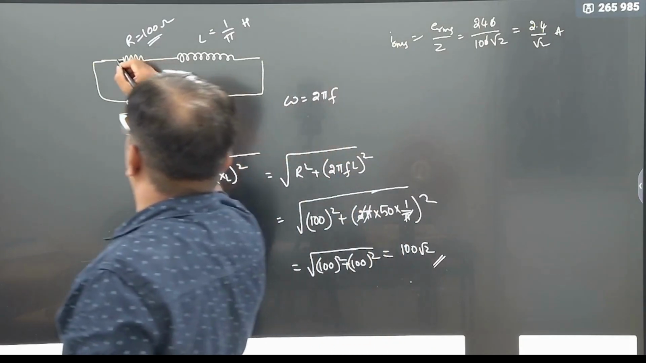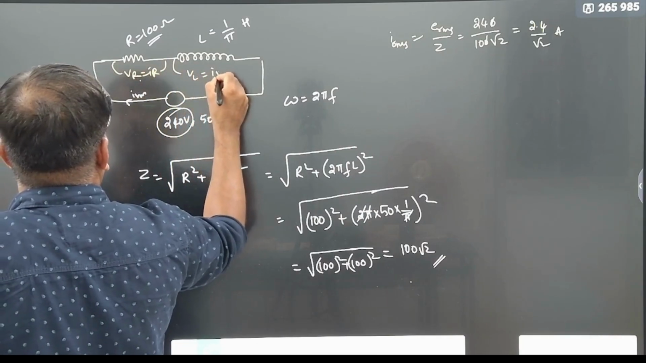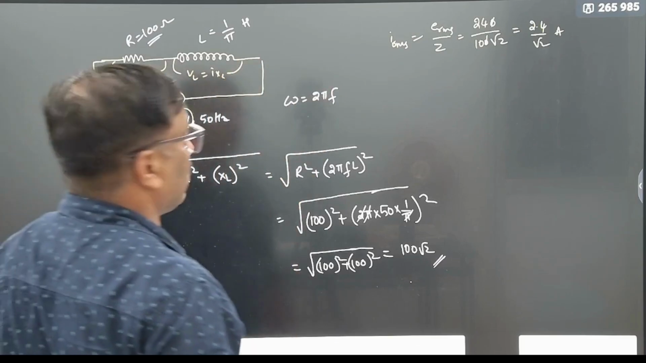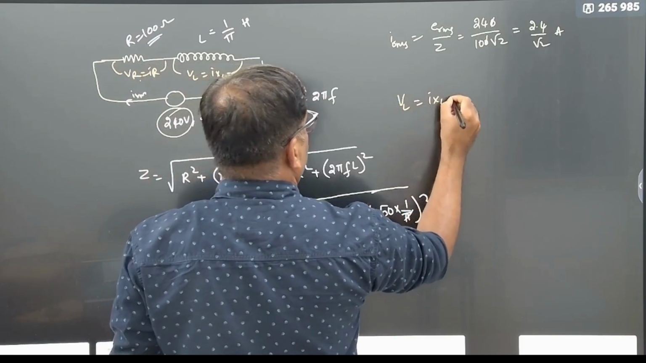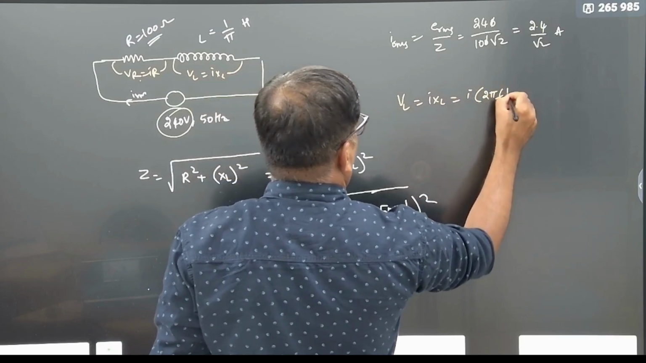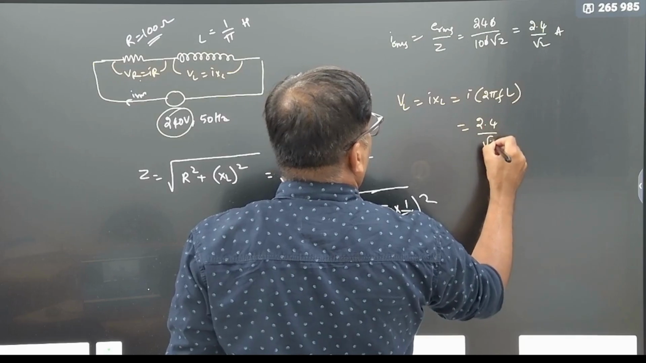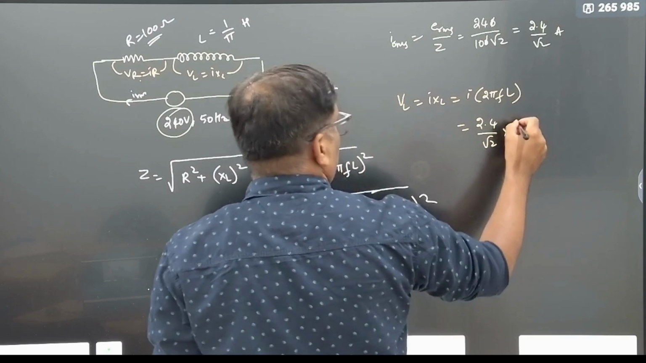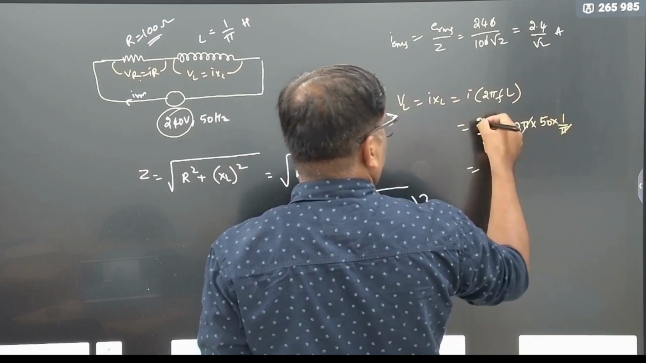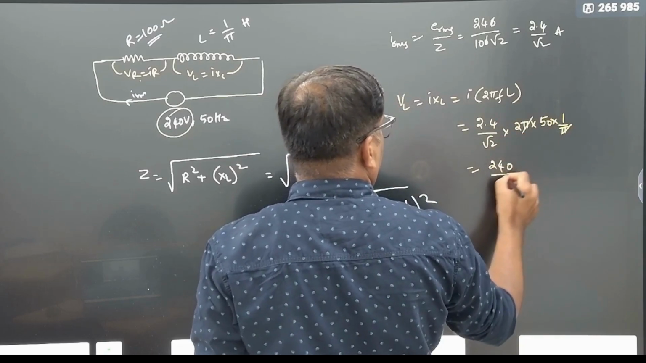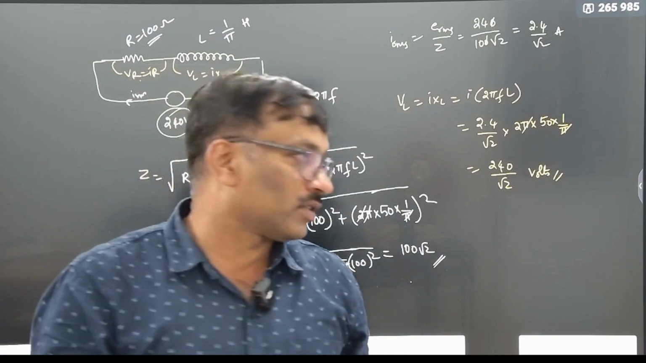So again, what will be the VR? That is nothing but I into R. Therefore VL is nothing but I into XL. Like that you can do any question on this one. Clear? Okay, so let us do VL. VL is nothing but I into XL, I into 2 pi into F into L. I is how much now? Therefore here it will be 2.4 by root 2 into 2 pi into frequency, which is 50, into 1 by pi. Pi gets cancelled out now. This is 100, so multiplying this one now, 240 divided by root 2 volts. Like that, so that is the RMS potential drop across this one.